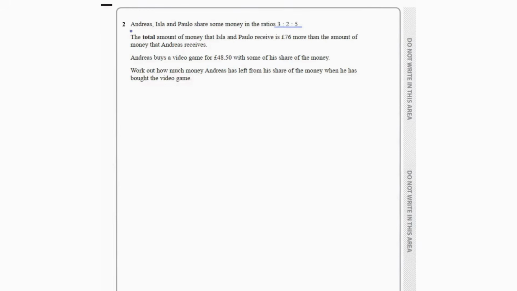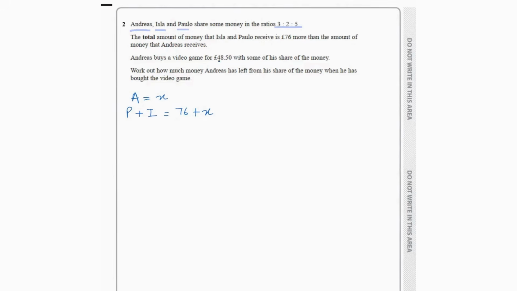This ratio is for Andreas, Isla, and Paolo. The total amount of money that Isla and Paolo receive is 76 pounds more than the amount of money Andreas receives. So if Andreas is X, Paolo plus Isla is going to be 76 plus X. We're just translating the statement into an equation. So if Andreas receives X amount of money, Paolo and Isla receive 76 plus X.